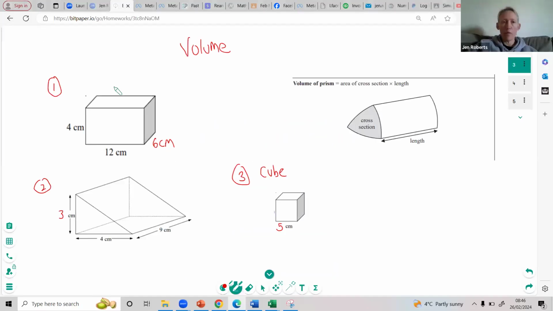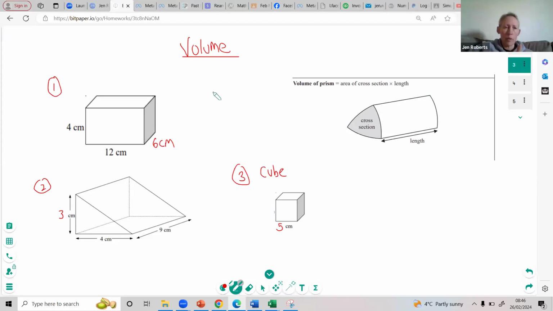Okay, in this revision video, we're going to look at how to find the volume of some 3D shapes. Now, you're actually given this formula on the first page of your exam, so you don't have to remember this. You can look at that first page. It says volume of a prism equals area of cross-section times length. Well, what's a prism? A prism's a 3D shape with kind of the same cross-section running through.